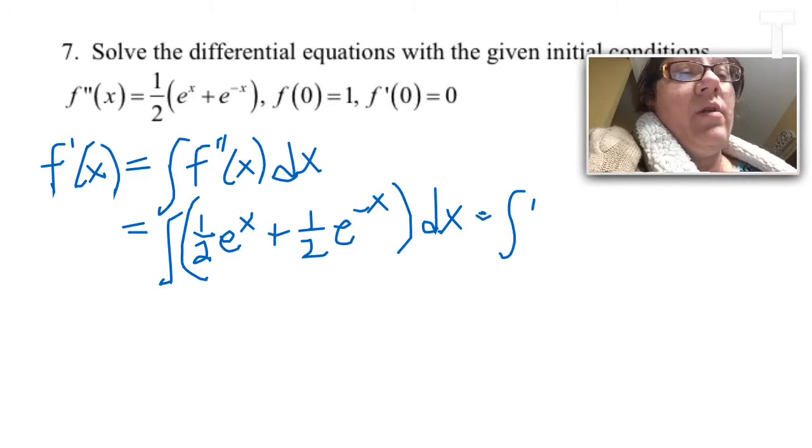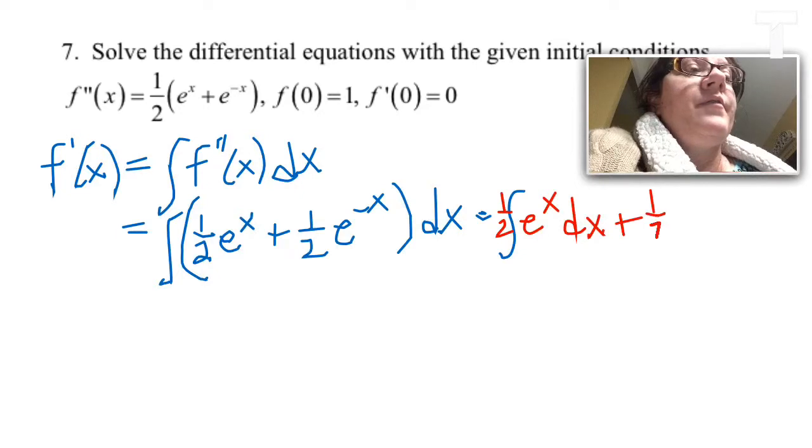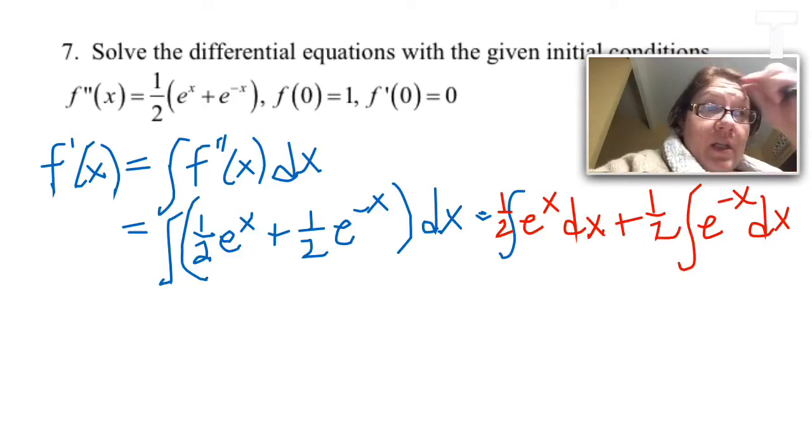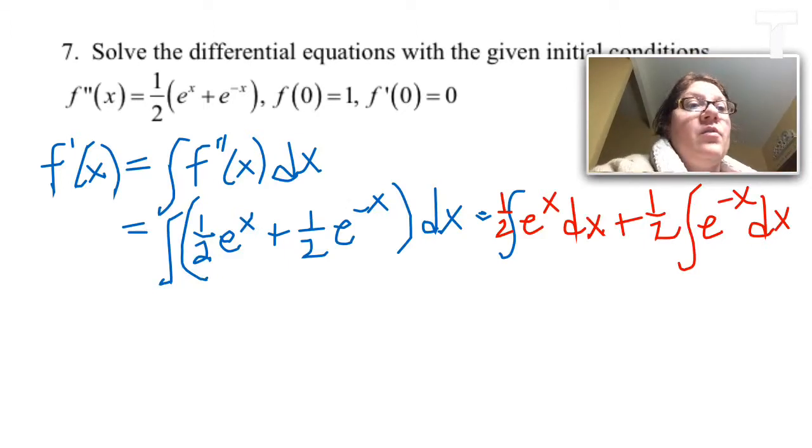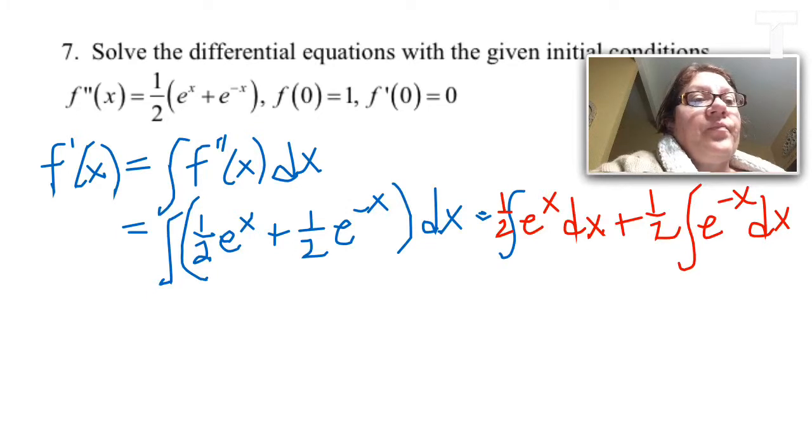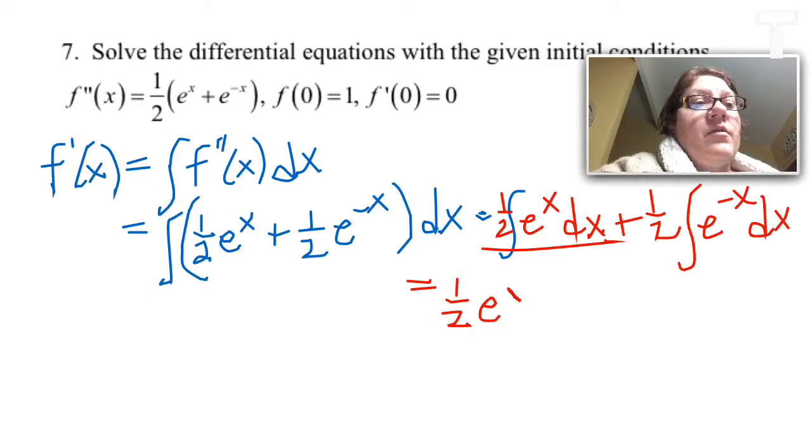So, you know what I think I'm going to do? I'm going to put the 1/2 out in front. I don't need it in there. So I have e to the x, and then another 1/2 e to the negative x. Now that negative x is a problem, because I can't have anything other than e to the x or e to the u. So I can integrate this first piece, which will be 1/2 e to the x.